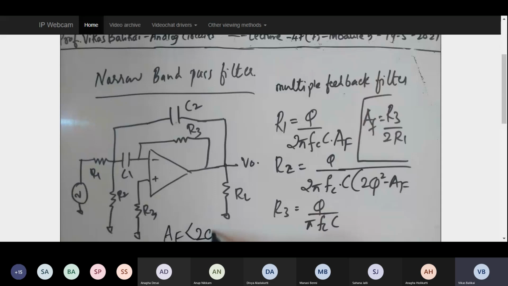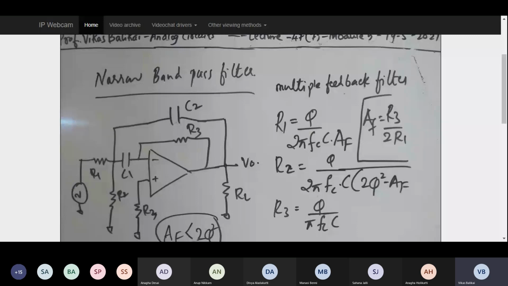This condition has to be maintained. So this is the entire thing with respect to the narrow band pass filter. And once you remember these things, we can try to design the band pass filter, provided a given set of components or parameters are provided. So let's jump into one numerical.